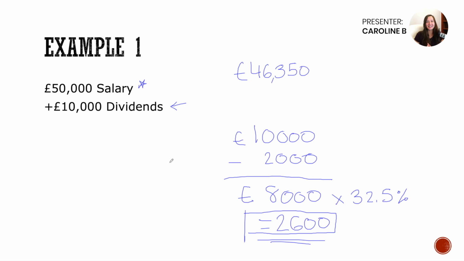Now there might be some rounding differences with the tax on your salary. It often happens just because of payroll software and stuff like that. So you can expect a bill of £2,600 for these £10,000 worth of dividends.